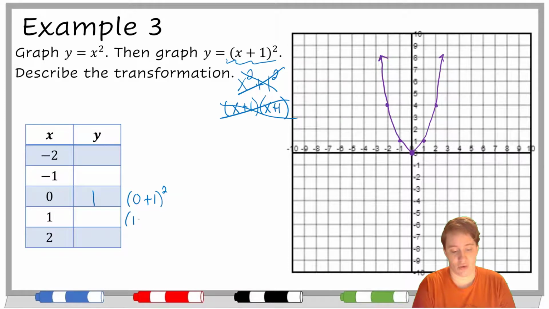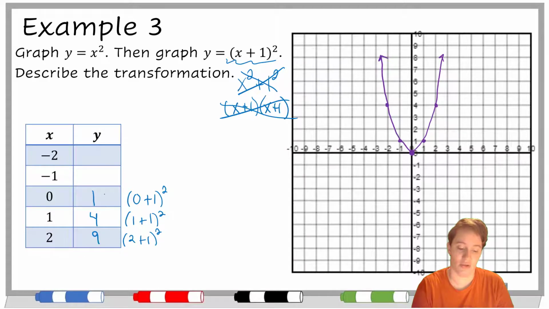All right, let's do 1. 1 plus 1 squared. So 1 plus 1 is 2. 2 squared is 4. And then let's do 2. 2 plus 1 squared. So 2 plus 1 is 3. 3 squared is 9. Now, we've been able to, up until now, just repeat the numbers for -1, -2. But if we notice here that 1, 4, and 9 is our pattern just shifted over, then that would imply that this is not going to be 4 when I plug in -1. Let's see what happens when I plug in -1.